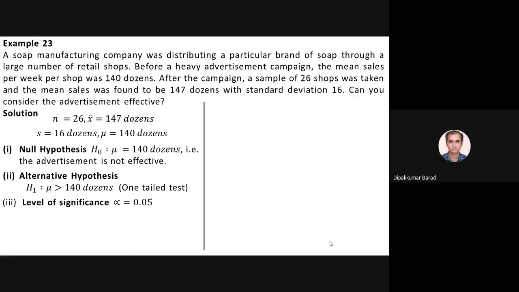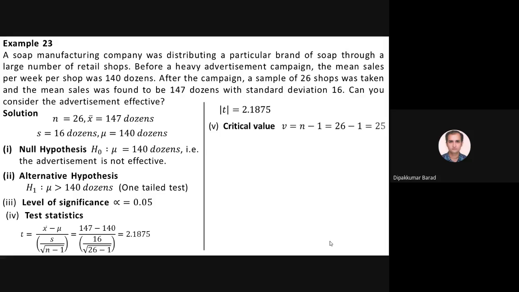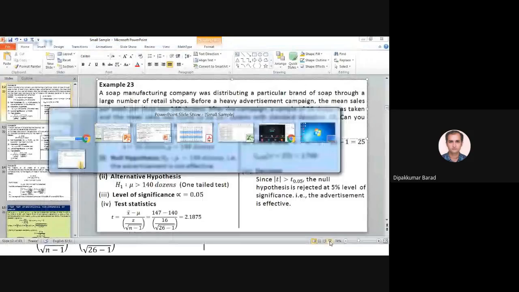So alpha is equal to 0.05, t is equal to x bar minus mu upon s upon square root of n minus 1. After putting values, we get 2.1875. So mod t is 2.1875. Now n minus 1, n is given as 26, so I get degrees of freedom 25. Now we see in this table, this is a one tail test at 0.05, and we have degree of freedom 25.